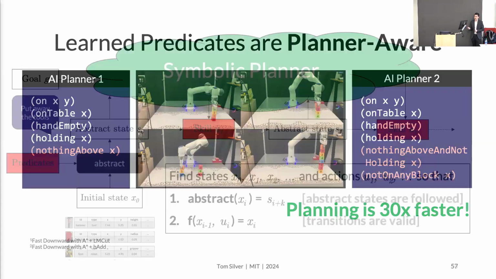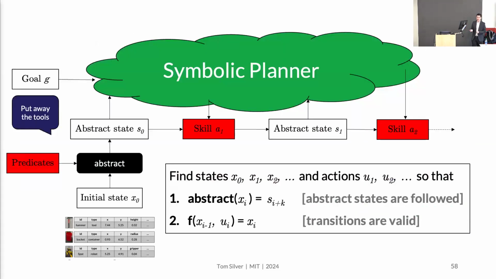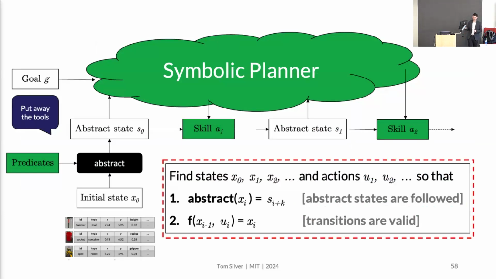So altogether, what this gives us is a way to learn these predicates and skill operators for doing this kind of bilevel planning. But at this point, I want to unpack a little bit what is actually happening inside of this continuous optimization box that so far I've been very hand-wavy about.